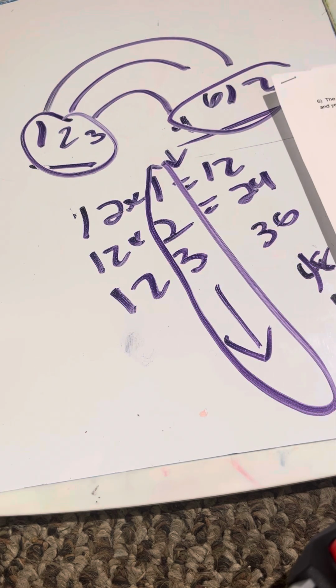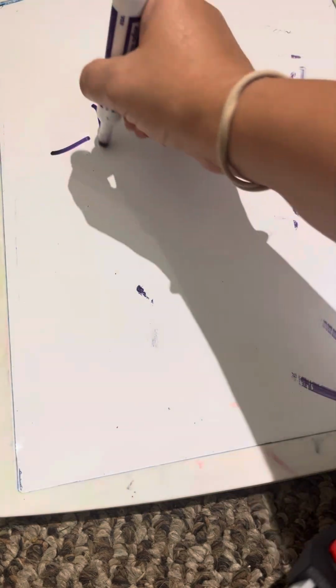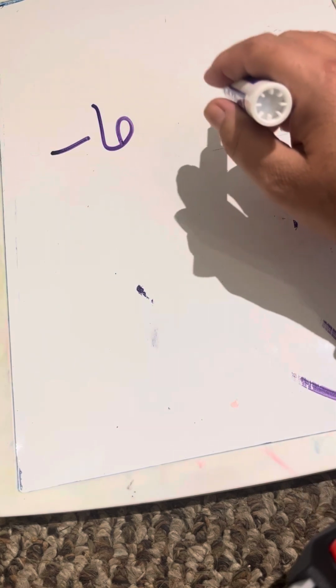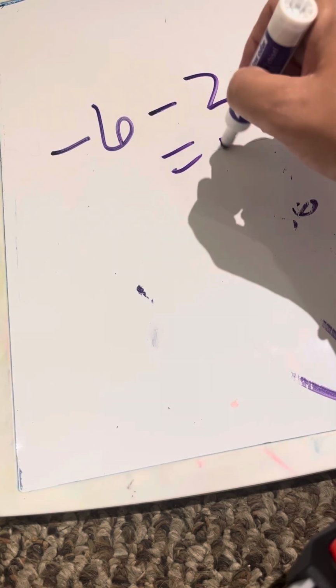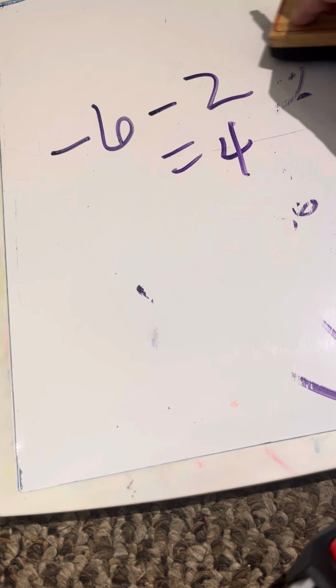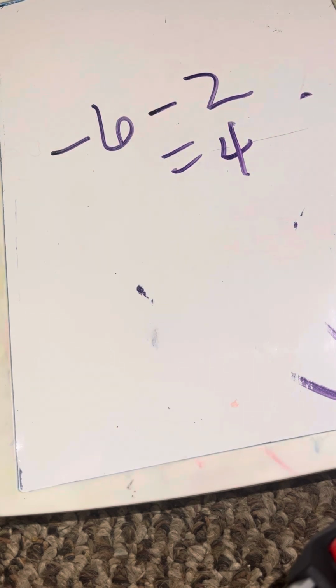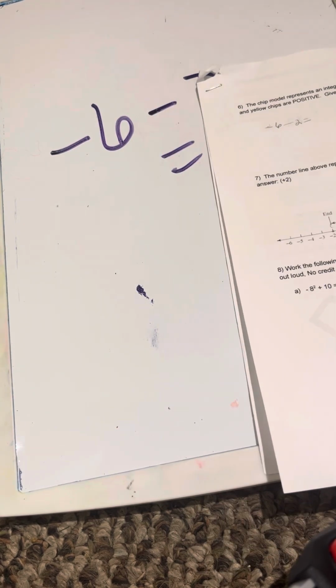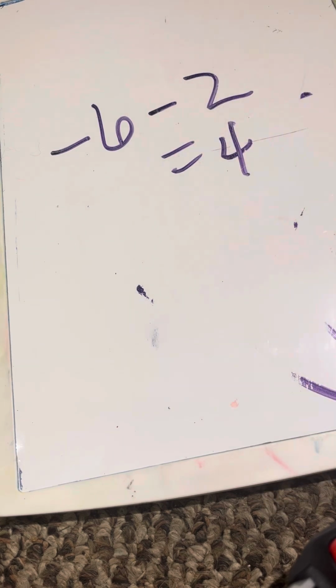The next problem is the chip model. The chip model answer is -6 plus 2 equals -4. When I looked at the chip model, you have 6 negatives and 2 positives. So only 2 can go with the negatives to make them cross out, so that's -4. The answer is -4.